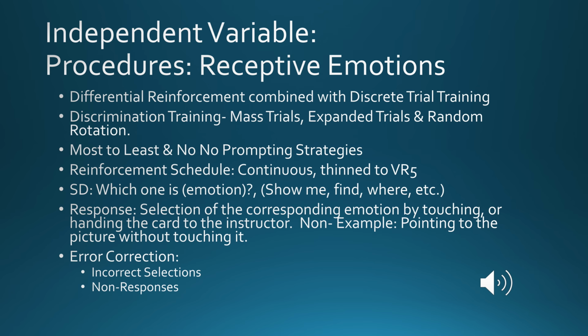And the error correction procedure was different for non-responses and discrimination errors. Discrimination errors were given corrective feedback of "no" immediately followed by another opportunity to respond with the most recent successful prompt presented simultaneously with the SD. Non-responses were not given corrective feedback. We oriented the learner back to the task and re-presented the SD without a prompt.